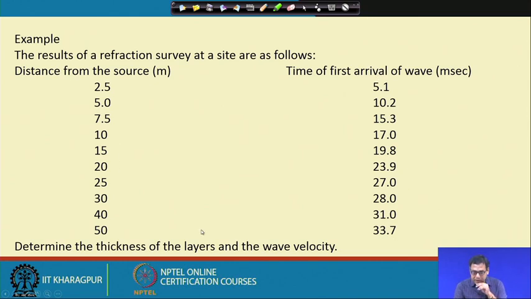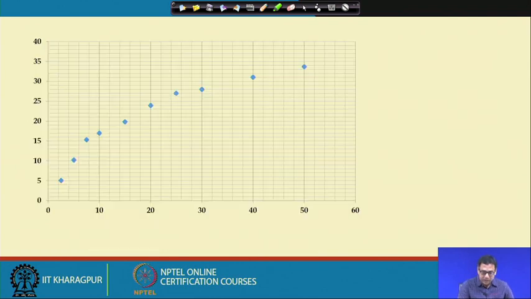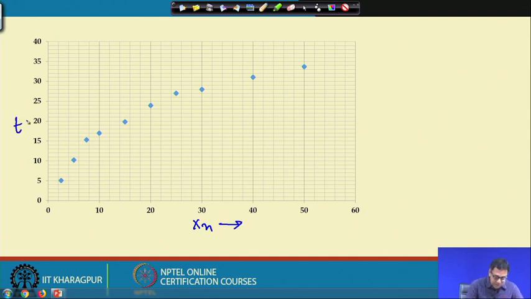So, what we have done? We have drawn x n versus the first arrival time of the wave. So, this is the curve. This is x n and this is the time, which is millisecond into 10 to the power minus 3, in second, because these values are in millisecond. Now, if I look at this curve, you can see there are different slopes.